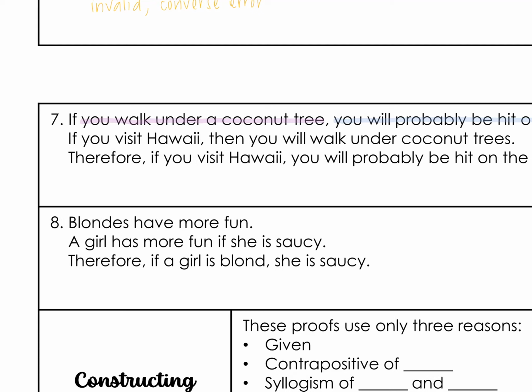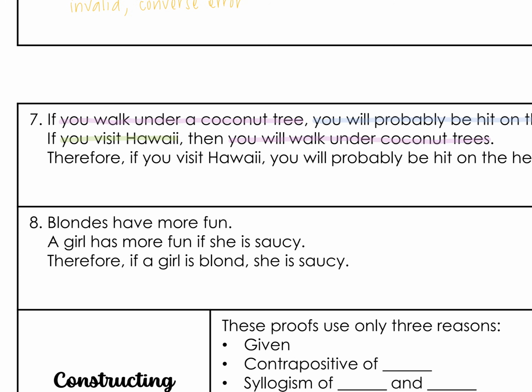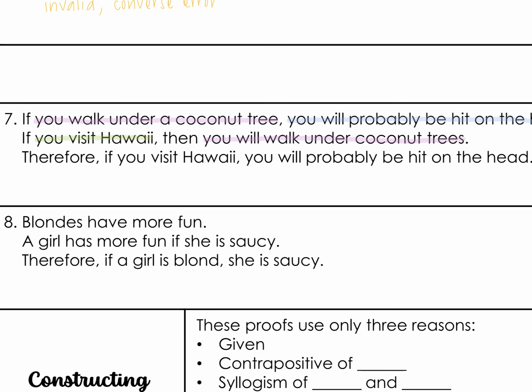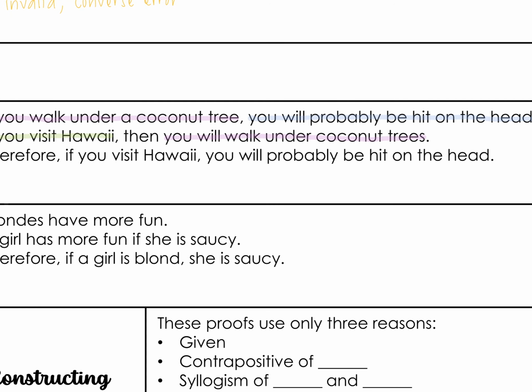And then in our second sentence, it says, if you visit Hawaii, which wasn't mentioned anywhere up above, so I'm going to highlight that in green, then you will walk under coconut trees. And that was what we had highlighted in pink previously, so I'm going to use that same color. So our conclusion statement reads, therefore, if you visit Hawaii, you will probably be hit on the head.